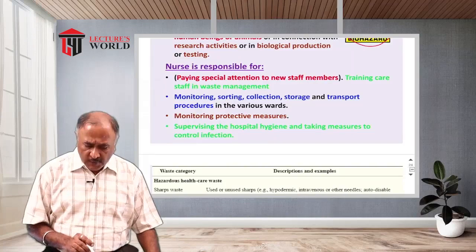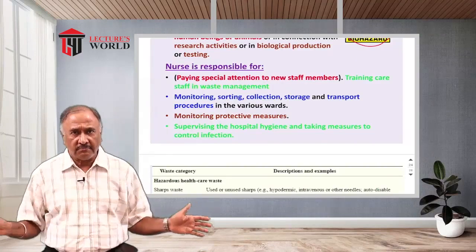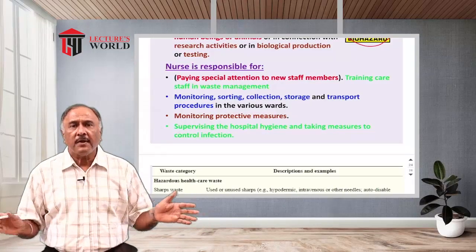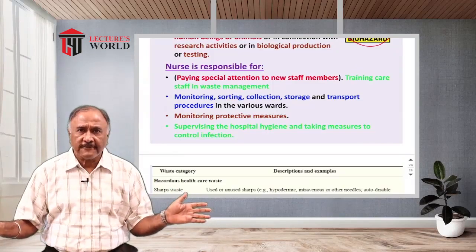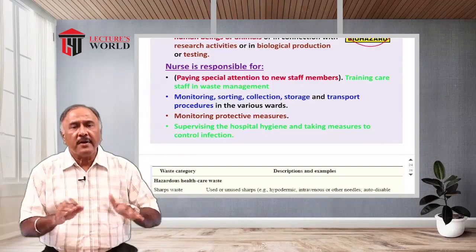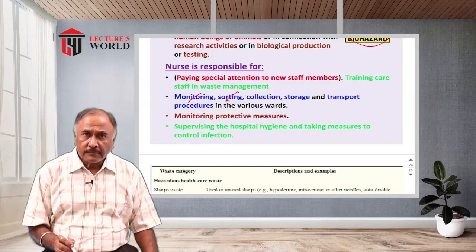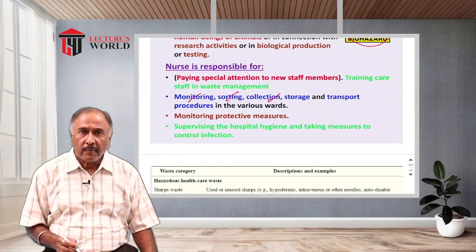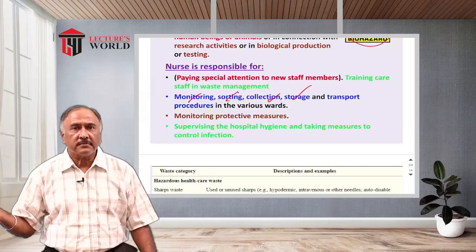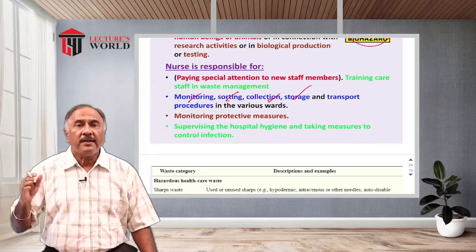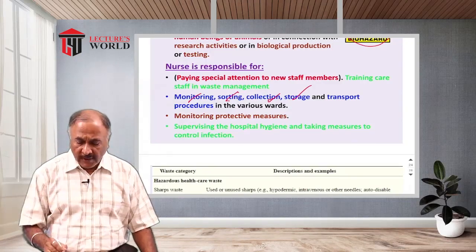So nursing staff is associated with what? Monitoring. Sorting means categorizing those biomedical wastes. Biomedical waste is categorized on the basis of various characteristics, and its collection is done in different color code bags. So monitoring, sorting, collecting, then storing. Storing means till it is sent or collected by an authorized person and disposed of in certain standard procedures, transport procedures.